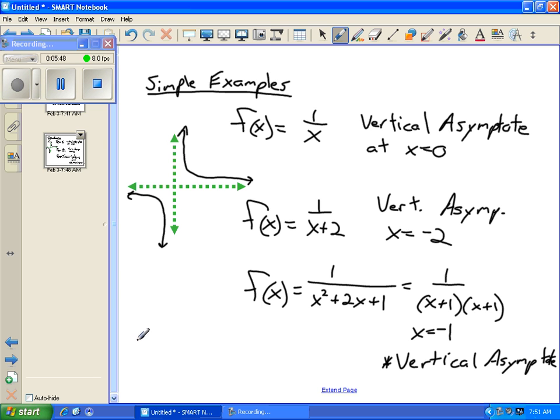Alright, here, you try one, and we'll go over it in class. Let's do 1 over x squared plus 3x plus 2. Try that one, and we'll check it in class.